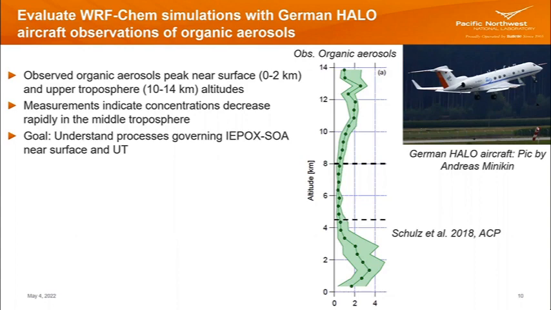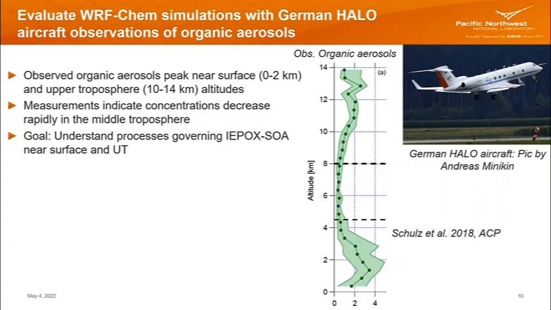So the key feature here is that the observed organic aerosols either peak near the surface, at less than 2 kilometers or so, or there is another peak above 10 kilometers in the upper troposphere. In the middle troposphere, you see them dropping significantly. And so the main thing is we want to understand what causes this bimodal peak.